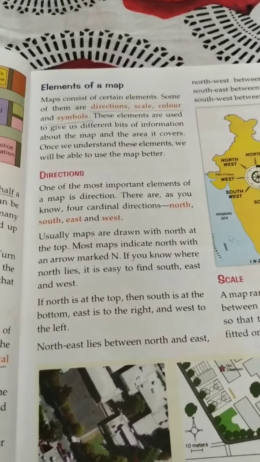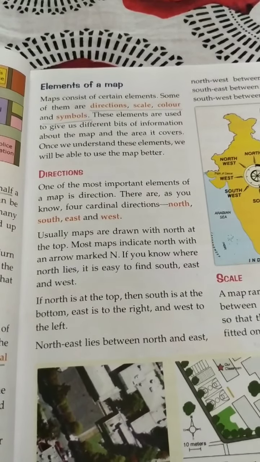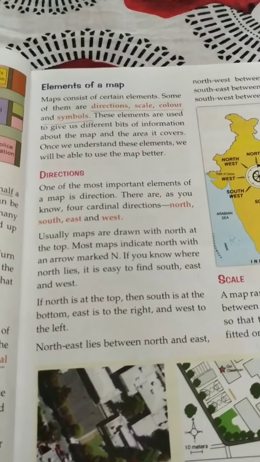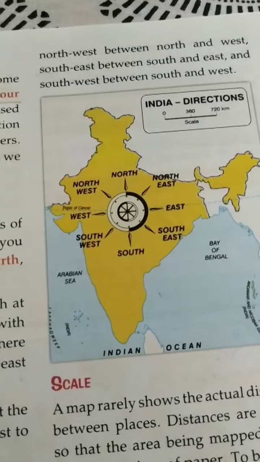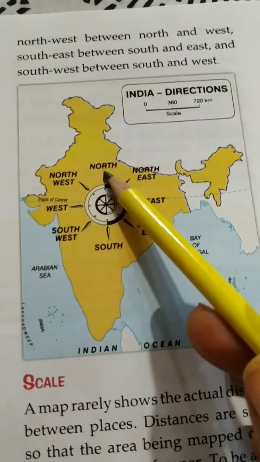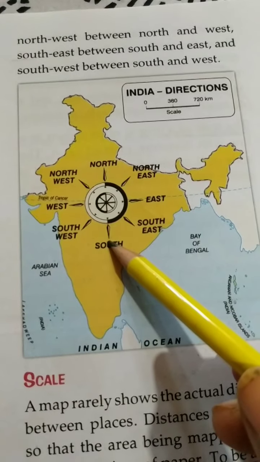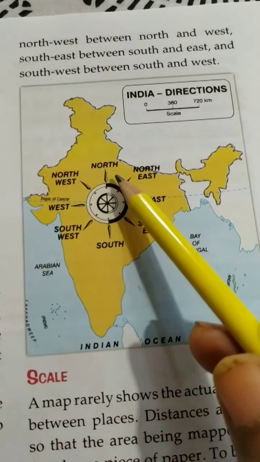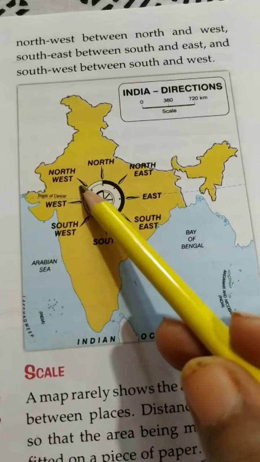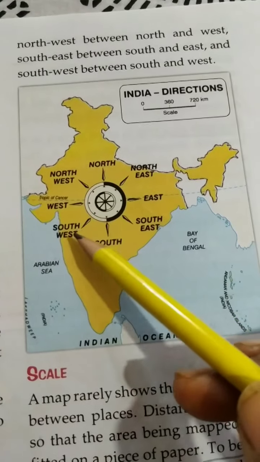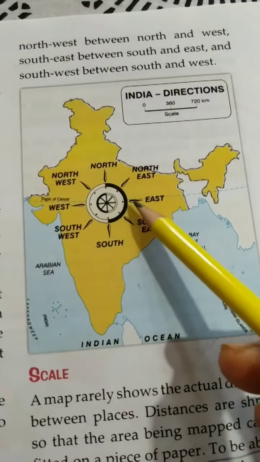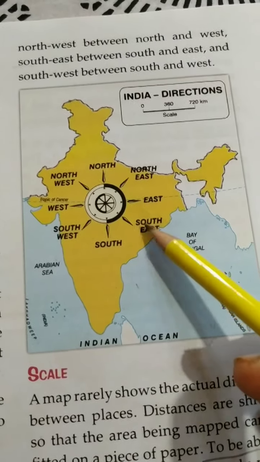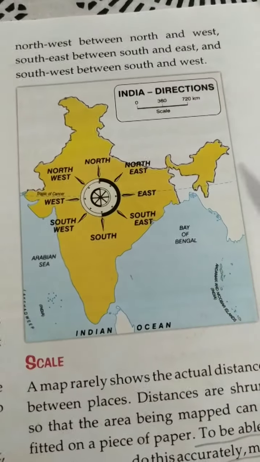If north is at the top, then south is at the bottom, east is to the right and west to the left. I will show you here. You see that map: north, top; south, down; east, right side; west, left side. In between north and west, northwest. In between south and west, southwest. In between north and east, northeast. In between south and east, southeast. Hope you all can understand about the directions.